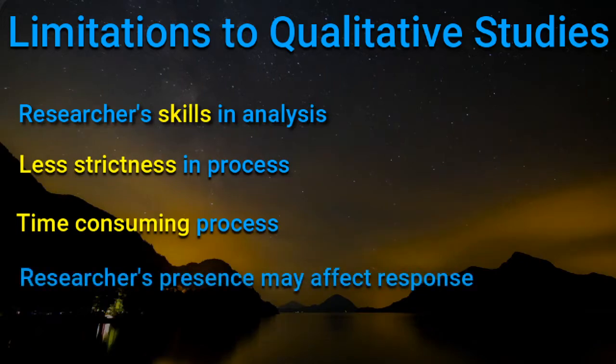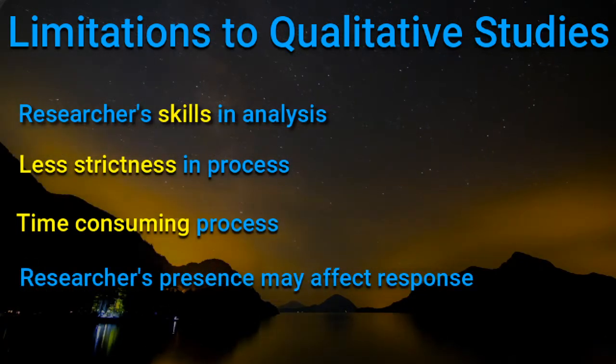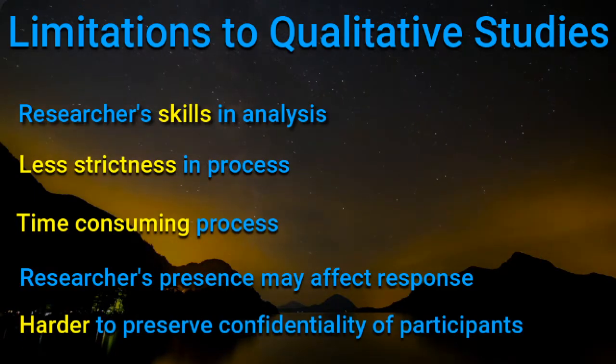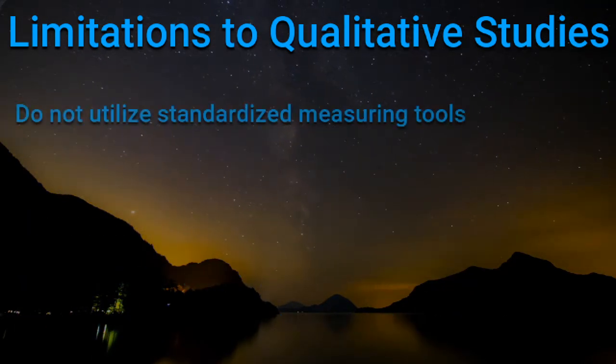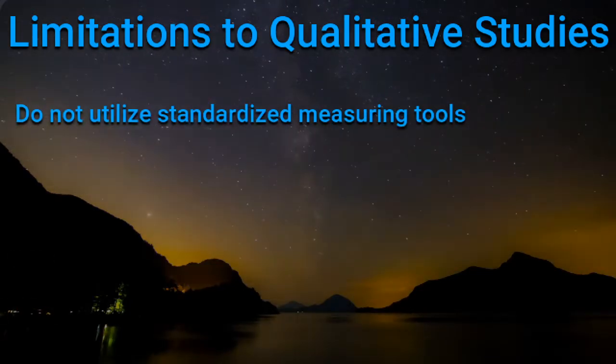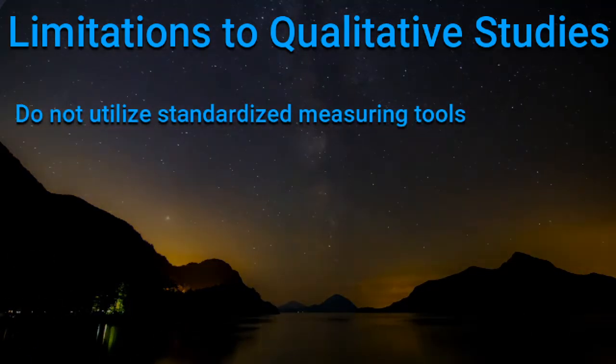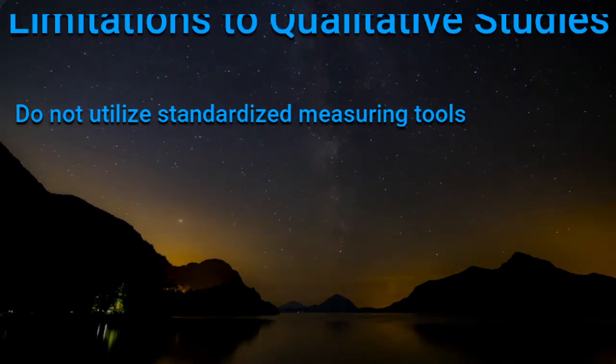The participant response, due to the presence of the researcher, may affect said response. It may be difficult to preserve privacy and confidentiality within the research process for participants that are involved, and finally not using measuring tools that are standardized, as well as not using any form of validity or reliability.